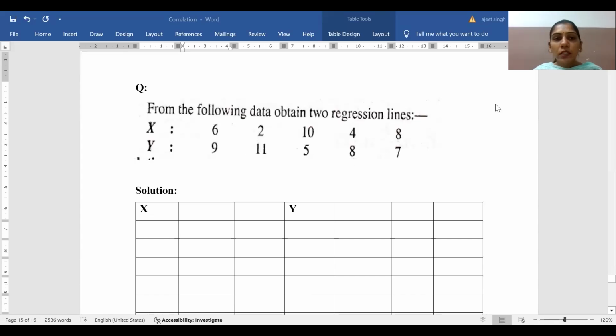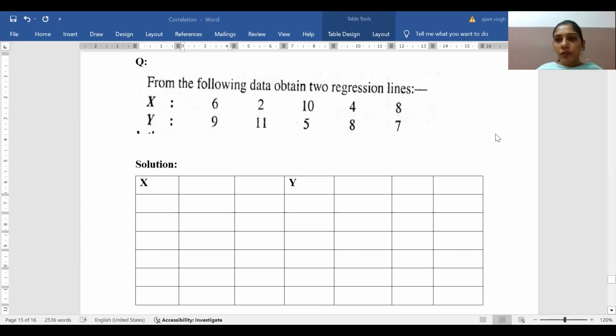So question number 1: from the following data we have to obtain two regression lines. We have already discussed the regression lines for x on y and y on x. In this question we are given two data series. X is given as 6, 2, 10, 4 and 8, and y is given as 9, 11, 5, 8 and 7. We have to obtain the regression lines for both the series.